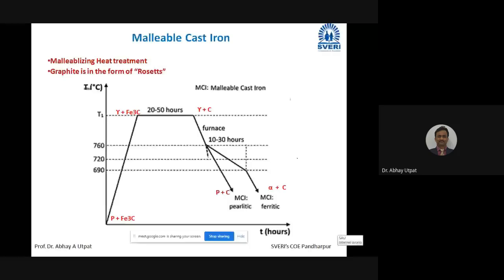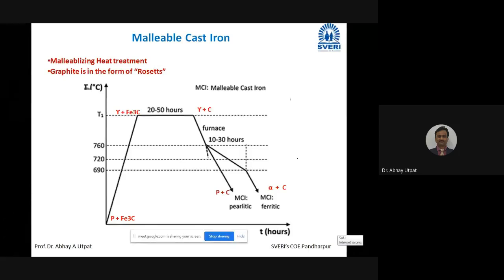Now, the cast iron which is produced from white cast iron is malleable cast iron. How is ductile cast iron, or SGIN, produced? It is produced by melting of gray cast iron. Remember, underline this word. Here there is no melting. Malleable cast iron is produced from white cast iron by malleabilizing heat treatment. Heat treatment means you heat, soak and cool. There is no formation of liquid.